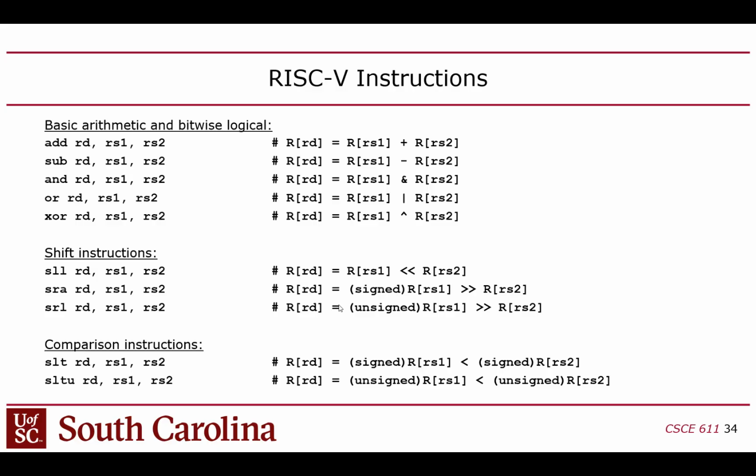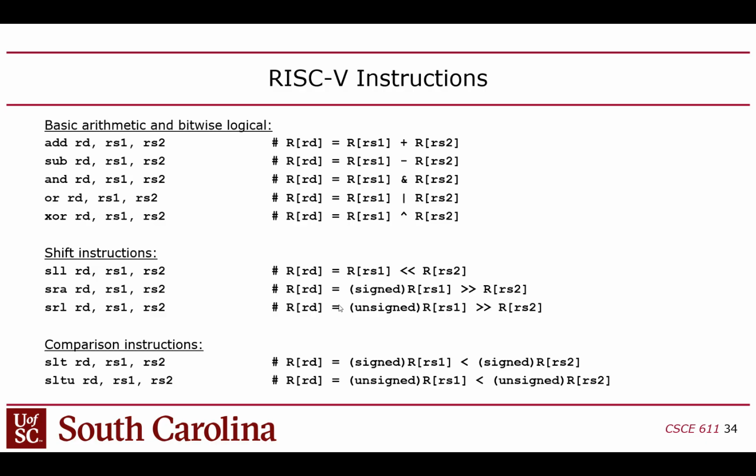Okay, so here's another list of instructions. We've got our basic arithmetic and bitwise logical instructions. So there's add, subtract, and, or, and XOR. Notice that there's just add and subtract. There's no unsigned version of those like there is in MIPS, because MIPS has that weird thing where they expect you to trap on arithmetic overflows. There's no arithmetic overflow detection in RISC-V whatsoever. So if you add and you overflow, you're on your own. Software's got to detect it. There's no seg fault that's going to happen.